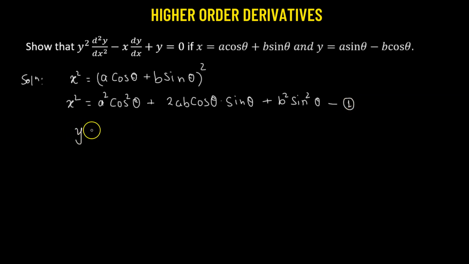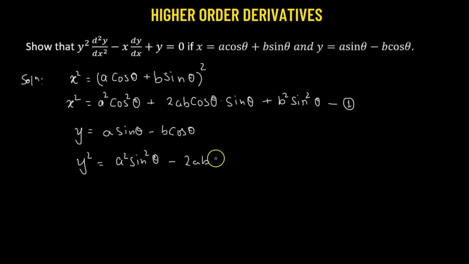Then we take y equals a times sine theta minus b times cosine theta. Now we'll square both sides, and this is going to give us a squared sine squared theta minus 2ab times sine theta times cosine theta plus b squared cosine squared theta. Let's label this as equation number 2. Now we'll add 1 and 2 together.